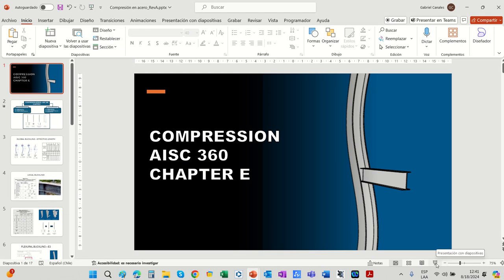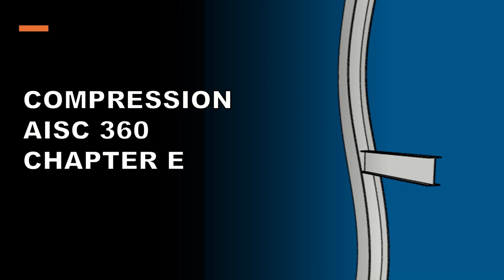Hi everyone, in this new tutorial I will show you a summary of chapter E about compression of the AISC code in order to understand the main concepts, and also I would like to do a revision of every formula to give you the chance to understand the main concept behind them. Okay, let's start.